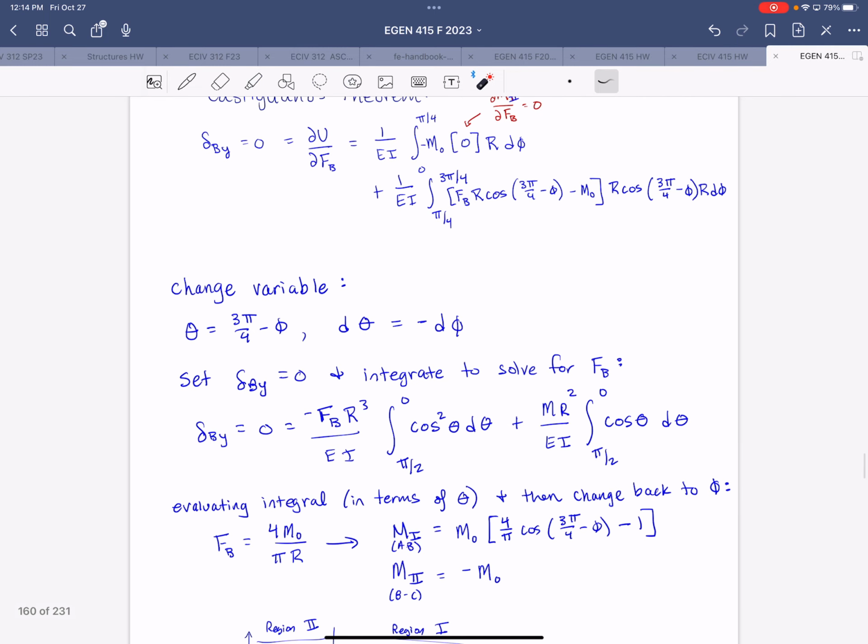Then setting that deflection at B to 0 and integrating to solve for F_B, you determine that reaction force in terms of the applied moment as well as the radius. And then from that you can determine the more specific moment equation in terms of the applied moment and plot the values. So here in region 2, this was the free end C, here's point B, and then here's point A. Region 2 has a constant moment, and then in region 1, you have a varying moment, but it's never going to reach 0.